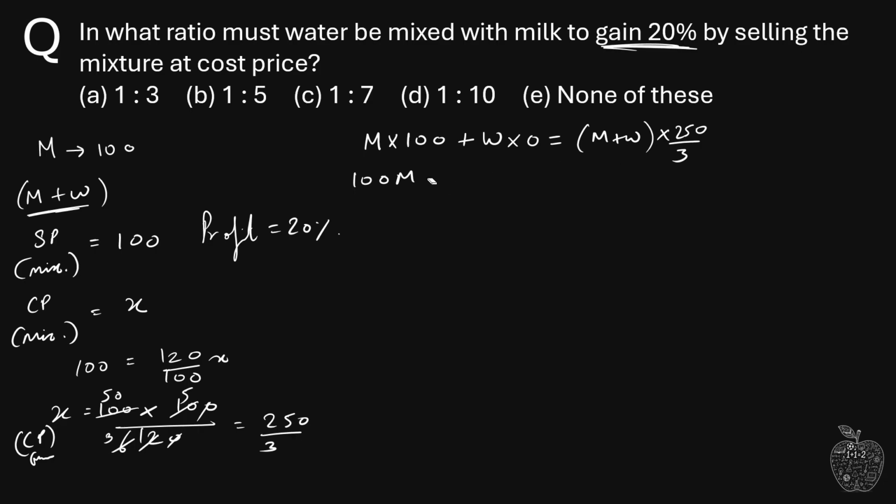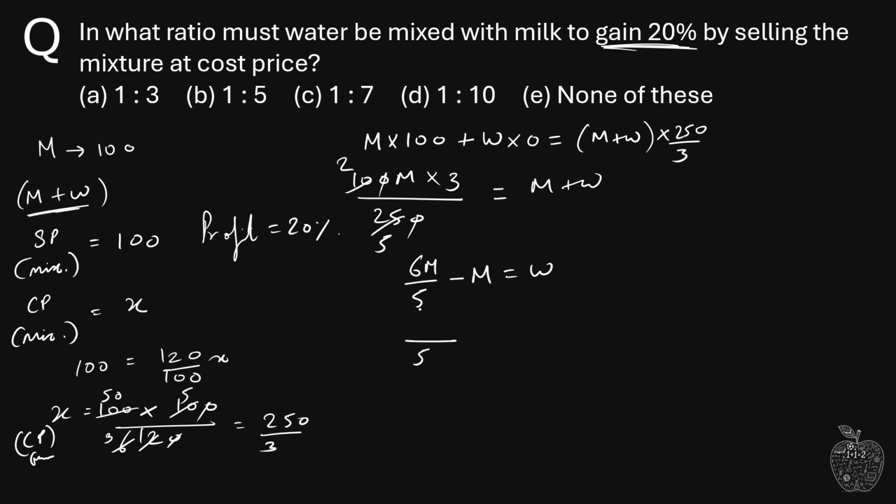All right. So what we'll do here is, let's take this 250 by 3 to the left hand side. So 3 will go to the left hand side and get multiplied here, and 250 will get divided. So 100m times 3 divided by 250 is equal to m plus w. Here 0, 0 gone, 5 5s are 25, 5 2s are 10, 3 2s are 6m by 5. Let's take this m to the left hand side. So we subtract m here is equal to w. So LCM will be 5, 6m minus 5m will give me simply m is equal to w, or I can say that m by w is equal to 5 by 1.